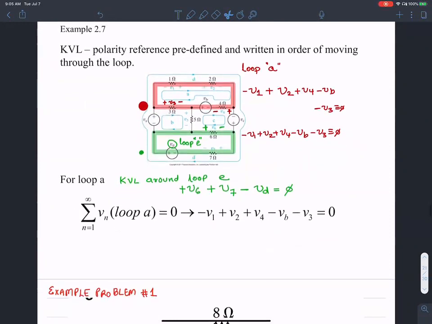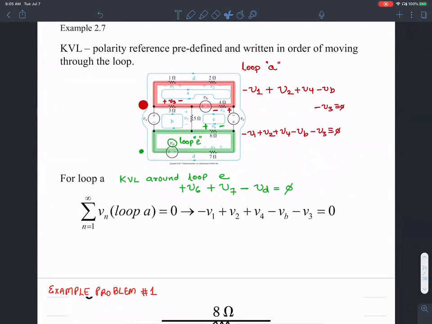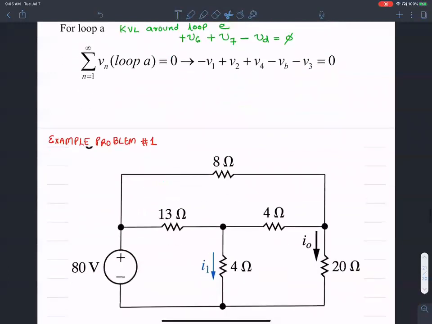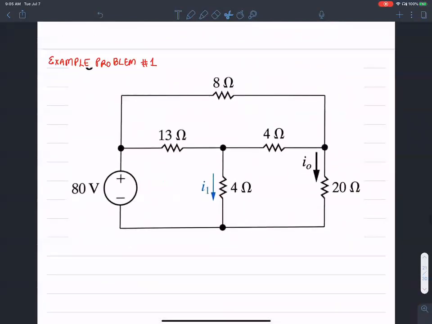So far we looked at three techniques. The first technique was passive sign convention. The second is Kirchhoff's current law. The third is Kirchhoff's voltage law. All right, let's look at an example problem. The example problem asks us to do KCL application and apply KVL. The idea is to solve.